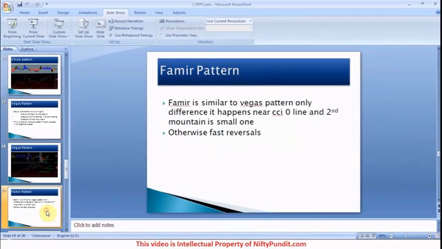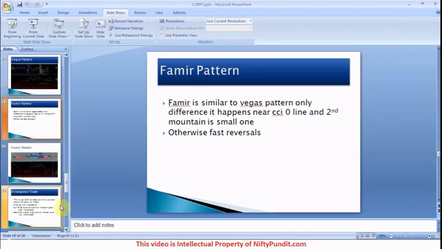Next pattern is the Femir pattern. Femir is very similar to the Vegas pattern. The only difference is that it happens near the zero line and the second mountain is a small one. We call it fast reversals. Let's see that in charts.